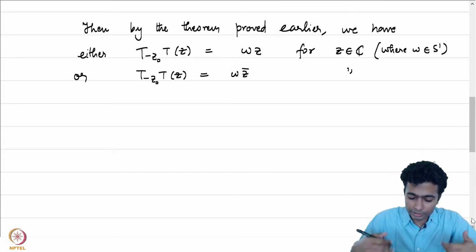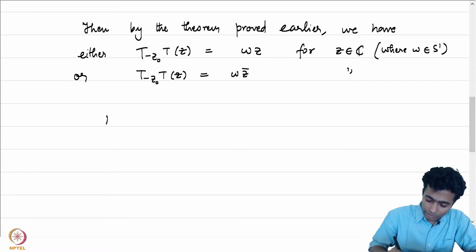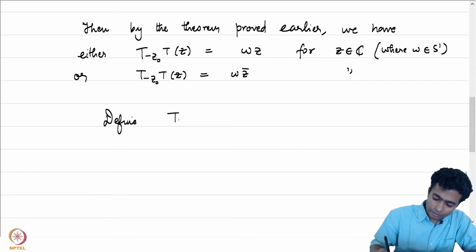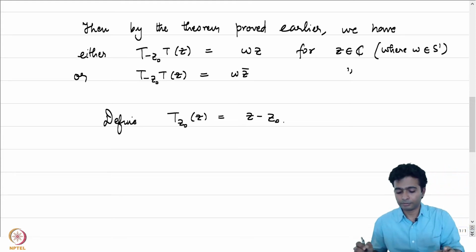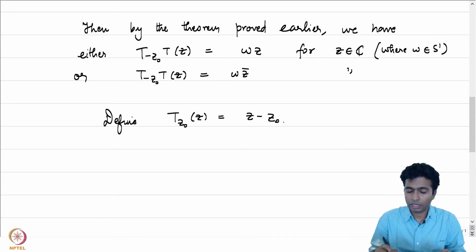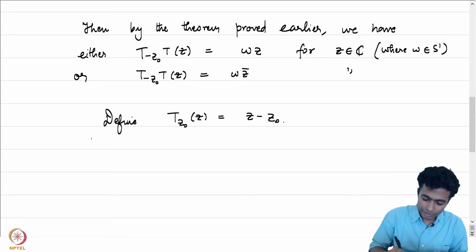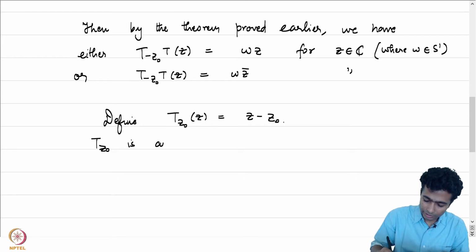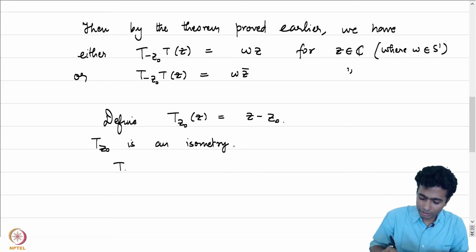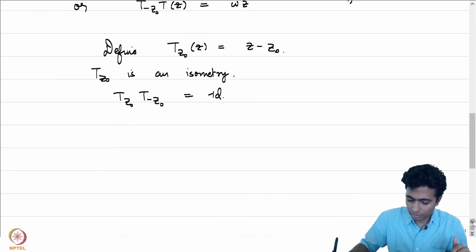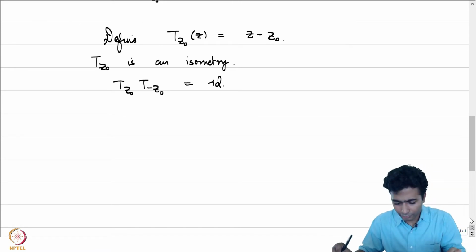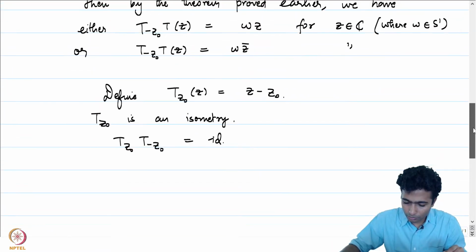Let's now look at what T z0 is. Define T z0 of z to be equal to z plus z0. So this is again a translation map. This is an isometry. T z0 is an isometry, and further, T z0 composed with T minus z0 is equal to the identity map. I should just check that this is indeed getting satisfied. They are quite straightforward.